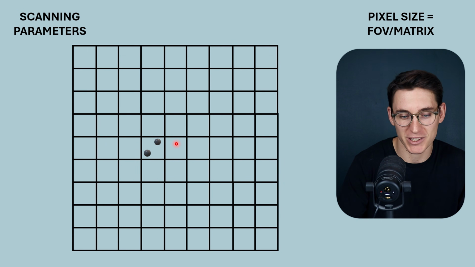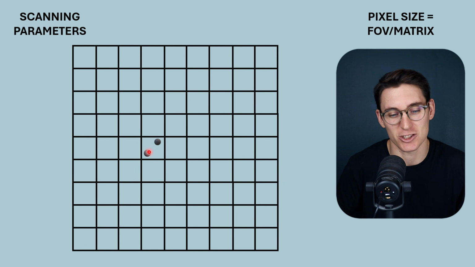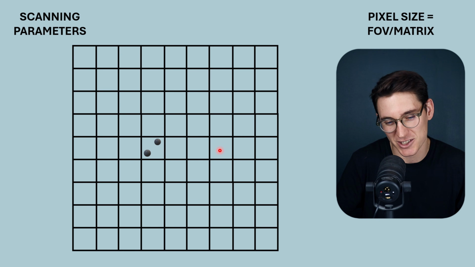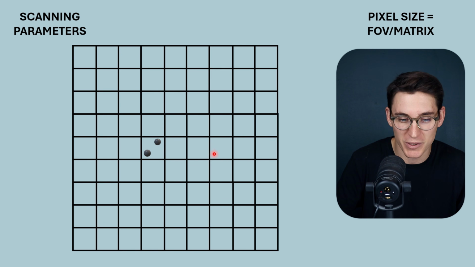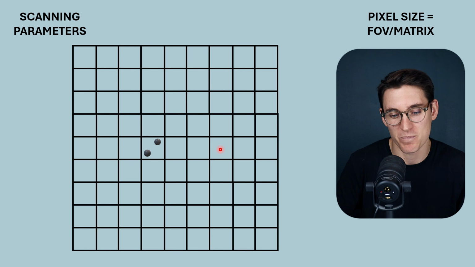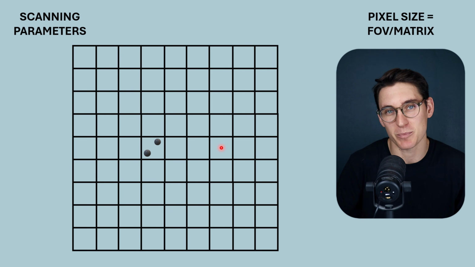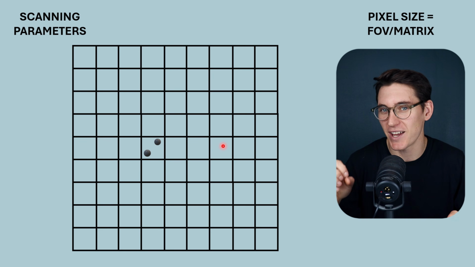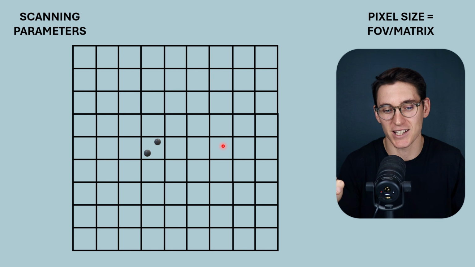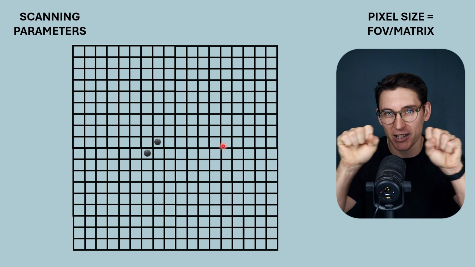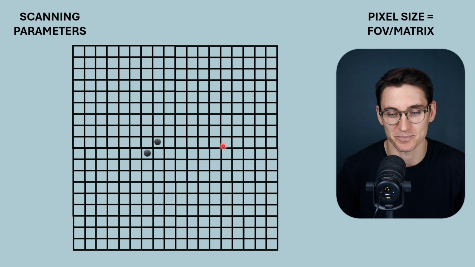Now, having larger pixels doesn't mean we're not going to detect these objects. If we had a highly attenuating, very small object here, it would still be detected and represented in that pixel, but it's not improving our spatial resolution. So it's not a function of can we detect something being there or not. It's a function of can we separate two adjacent structures from one another.